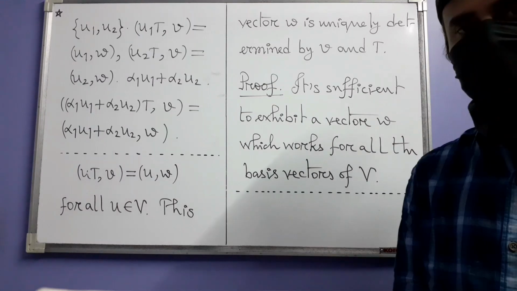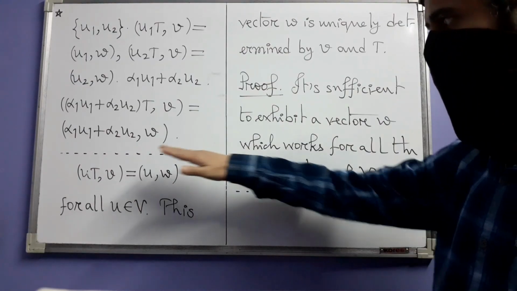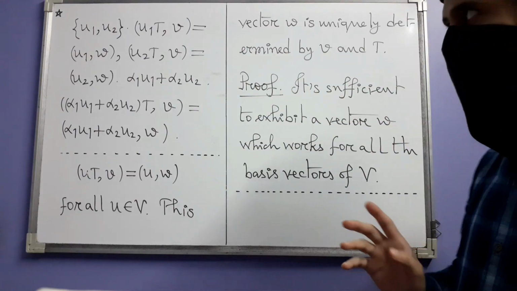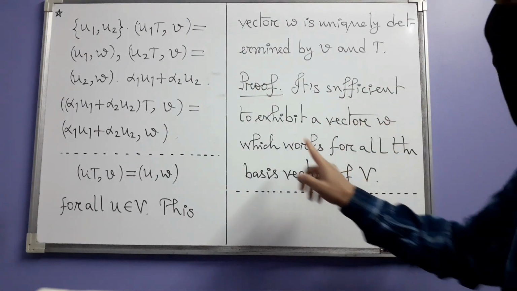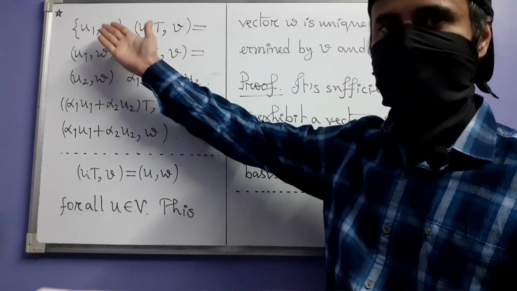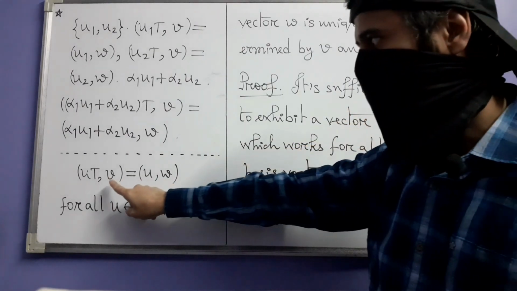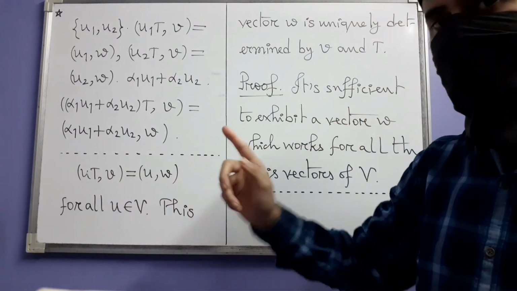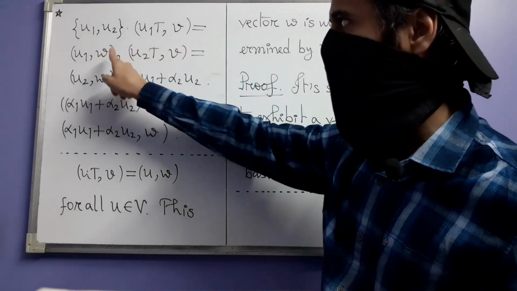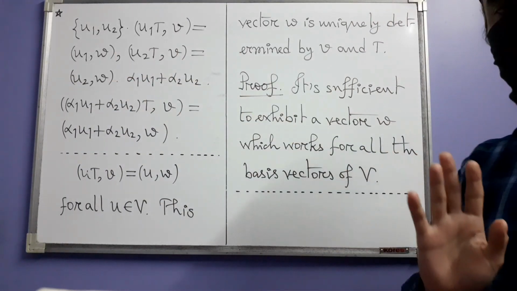Let's see. This part, which is only for our own understanding, has been kept confined within these dashed lines. It's not exactly a part of the proof. Suppose that our vector space V is two-dimensional, that it has a basis consisting of the two vectors U1 and U2. What we are claiming is that if we can show that this equation is true for U1 and U2, that's enough. That means we now have the inner product of U1T and V equal to the inner product of U1 and W, and U2T, V equal to U2, W. How is that enough?